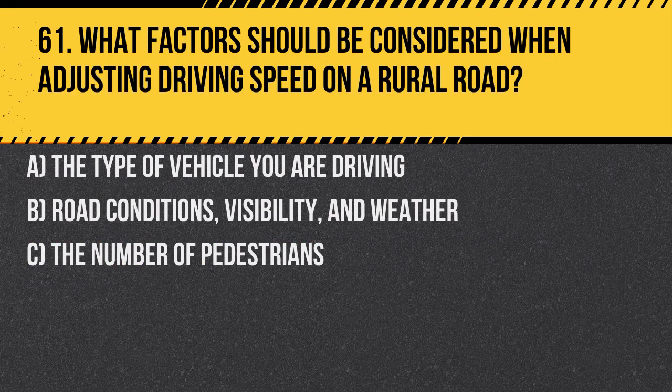Question 61. What factors should be considered when adjusting driving speed on a rural road? A. The type of vehicle you are driving. B. Road conditions, visibility, and weather. C. The number of pedestrians.